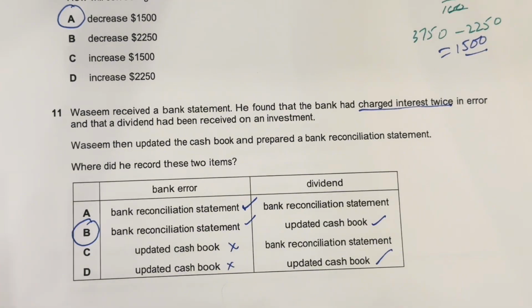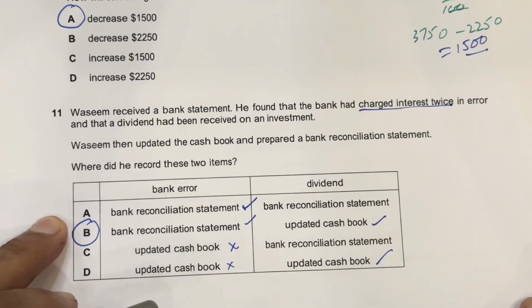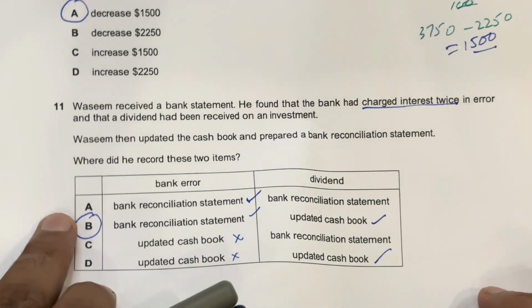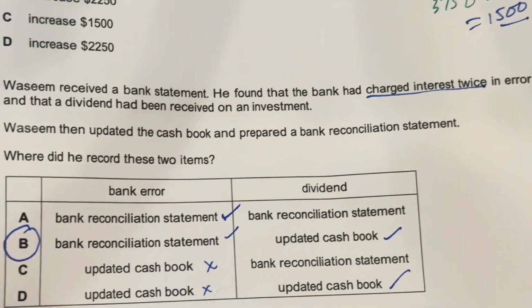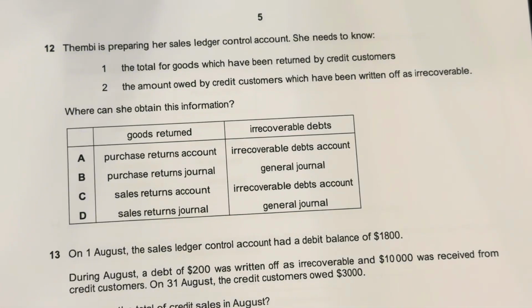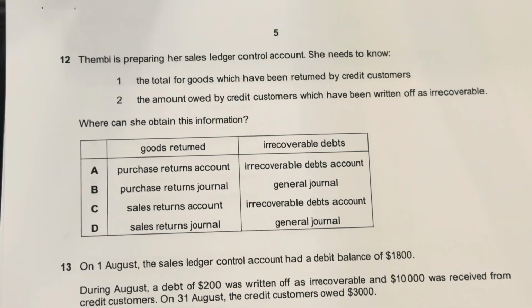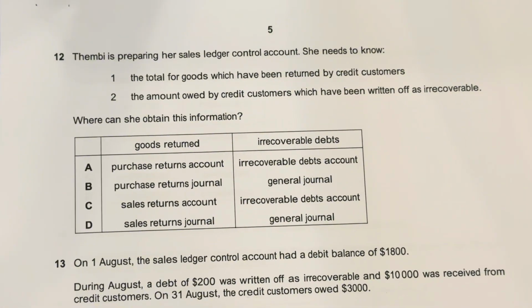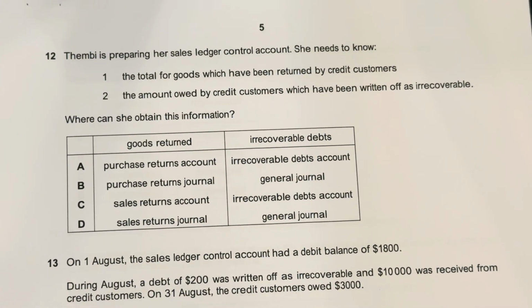Now we will move to question number 12. Question number 11 was of a bank reconciliation statement. Question number 12 is: Thami is preparing her sales ledger control account.